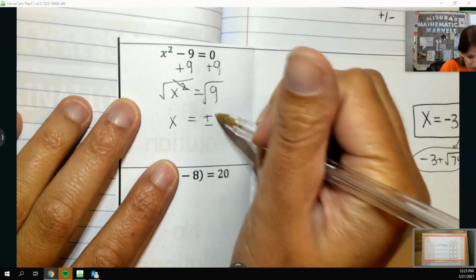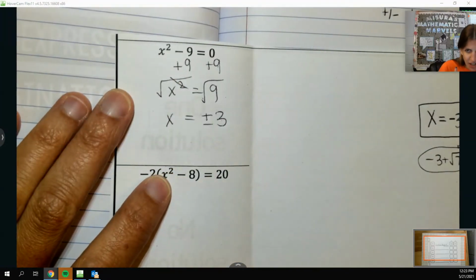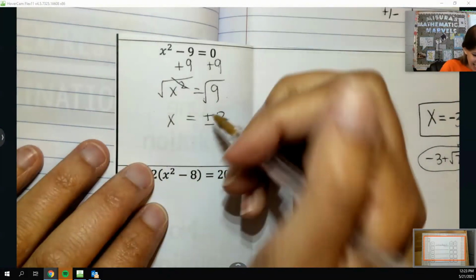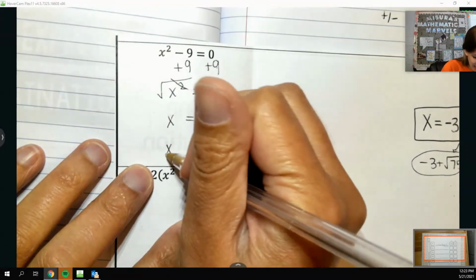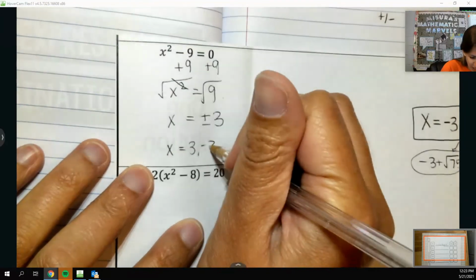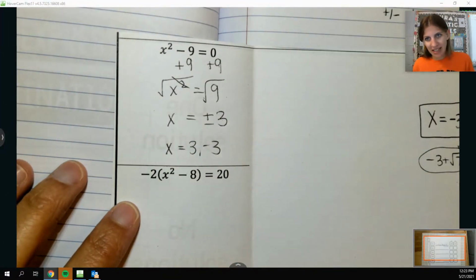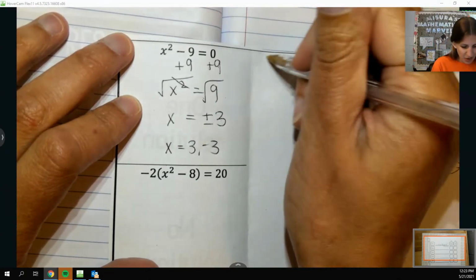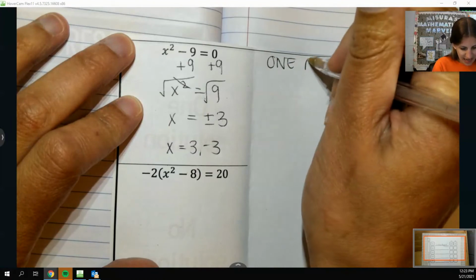That is plus or minus 3, which actually has 2 answers, so I'm totally lying on this one. This one has 2 answers. Oh my goodness, 3 and negative 3. Come on, Missouri. Let's write a different one where we only have 1 answer.